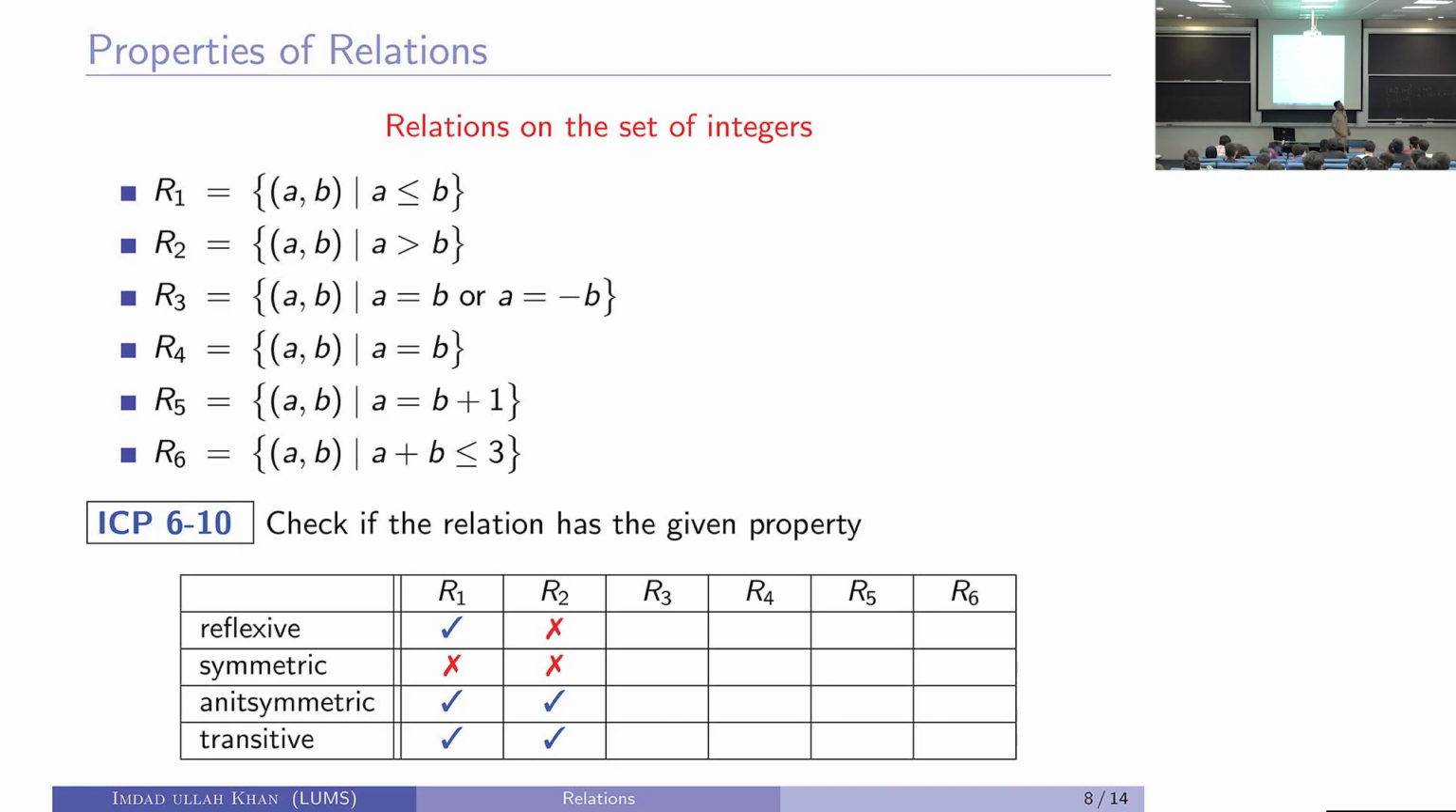What is R3? The absolute value relation. Is R3 reflexive? Why?